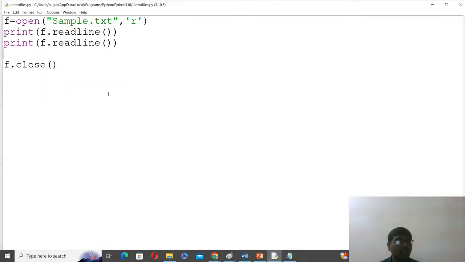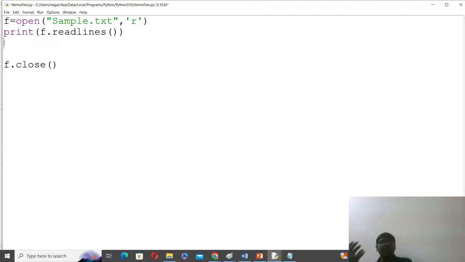The last one is readlines. Now here also it reads the entire file. It reads the entire information from the file. Immediately one doubt comes into your mind. Sir, the read method also reads the entire information from the file, and readlines also reads the entire information from the file. Then what is the difference?